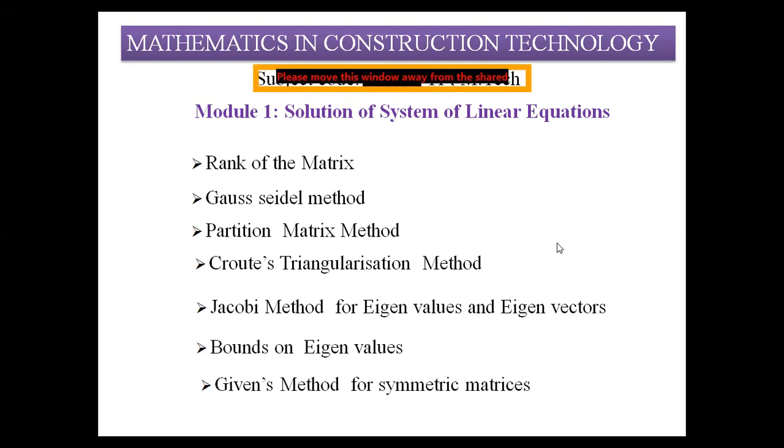When a system of linear equations is given, we have to find a solution. Solution means the values of the unknowns which satisfy all the equations simultaneously. Those values are called the solution of the system of linear equations. But when a system of linear equations is given, it may possess a solution or may not. That can be identified just by finding the rank of a matrix.